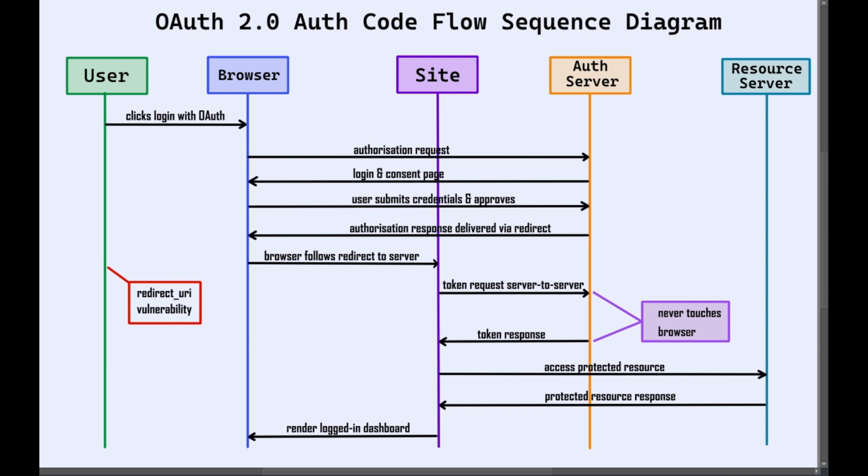So yeah, to summarize, the OAuth 2.0 auth code flow separates authentication from authorization while keeping sensitive credentials away from the client app. The browser is only responsible for transporting the user through the whole process. The auth server authenticates the user. The client exchanges the auth code for tokens over secure server-to-server connections. And the resource server trusts those tokens to determine whether protected resources should be released or not.